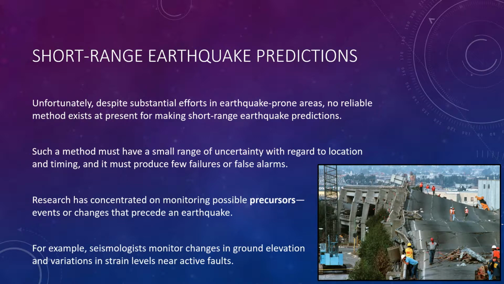Research on short-range predictions has concentrated on monitoring possible precursors, that is, events or changes that precede an earthquake and thus might provide a warning. In California, for example, seismologists monitor changes in ground elevation and variations in strain levels near active faults. Other researchers measure changes to the groundwater levels, while still others try to predict earthquakes based on an increase in the frequency of the foreshocks that precede some, but not all, earthquakes. To date, neither these nor other avenues of research have yielded a reliable method for short-range earthquake predictions.